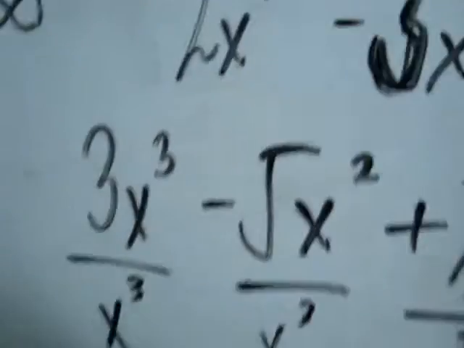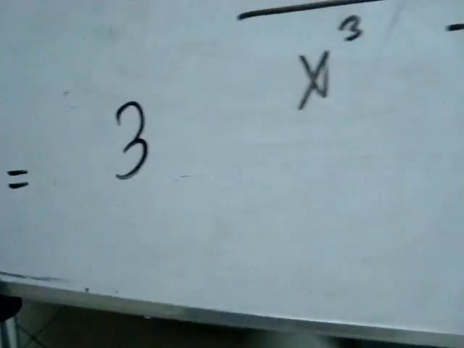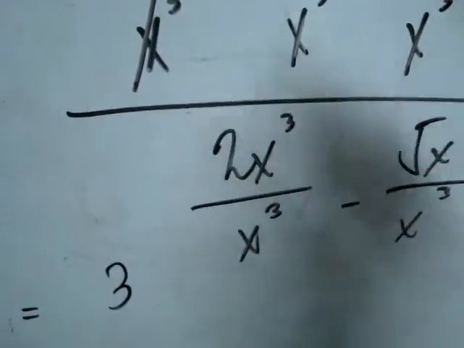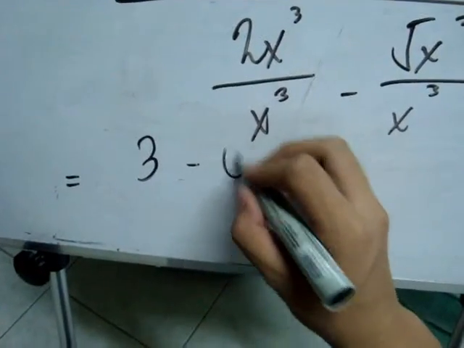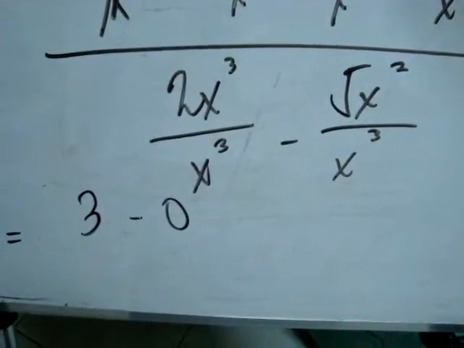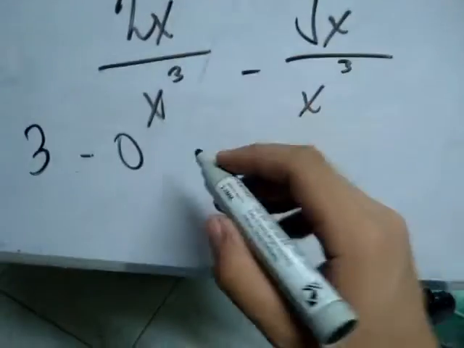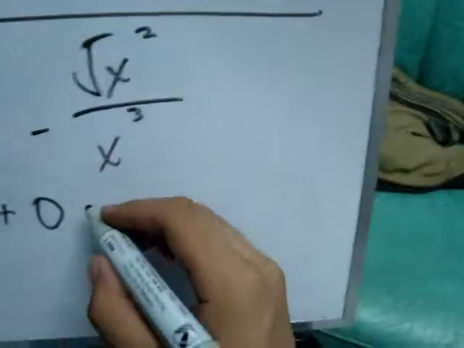So 3x cubed over x cubed, so we cancel this, we got 3 here. Then 5x squared over x cubed. So that's 5x squared over 0. We still got, so that's 3 minus. Then 7x over x cubed. So that's also 0. And so on.